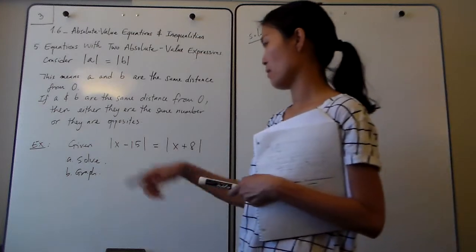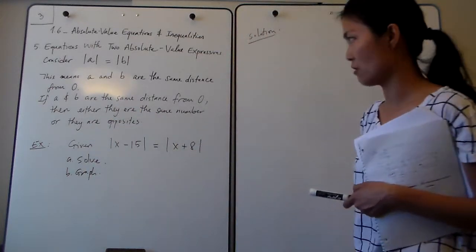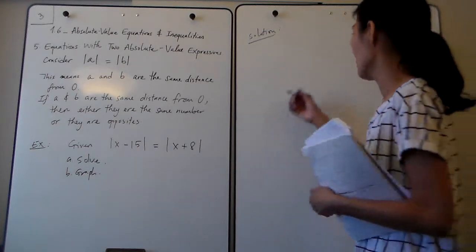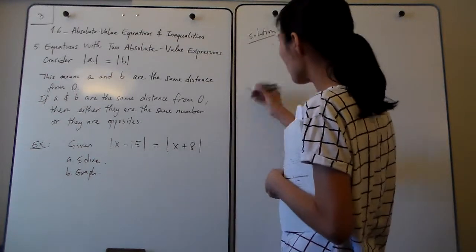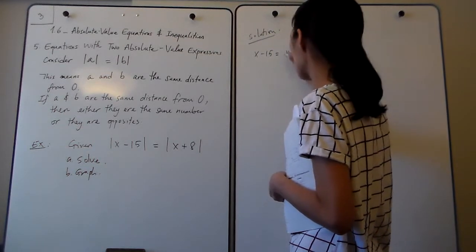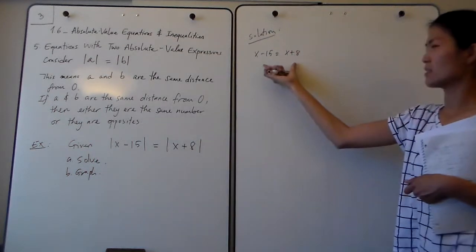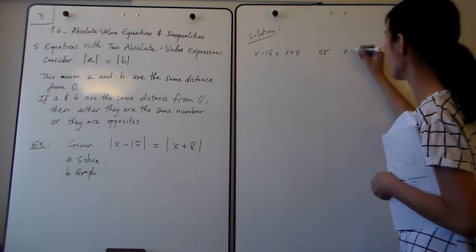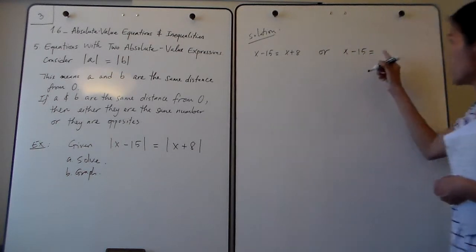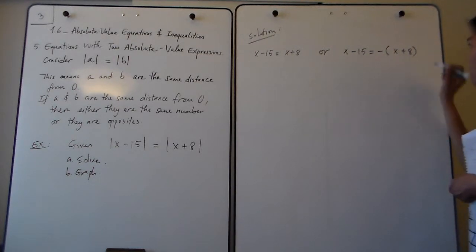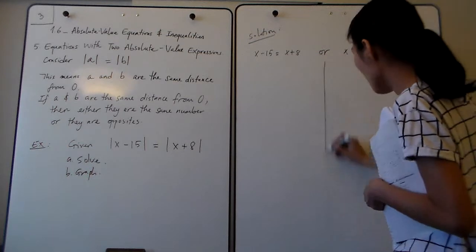Let's say if A and B are the same distance from 0, then either they're the same number or they're opposites. So it means same number, right? Same distance means x minus 15 equal to x plus a. Either they're the same or they are the opposites. Opposites mean negative. Okay? So we have two equations again.